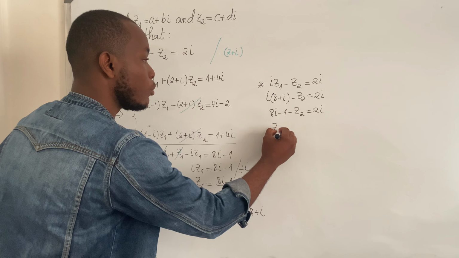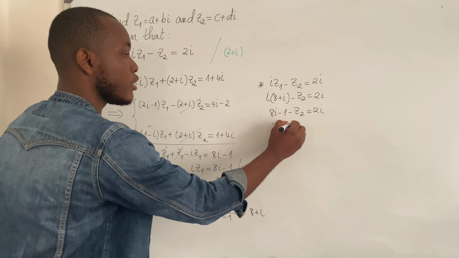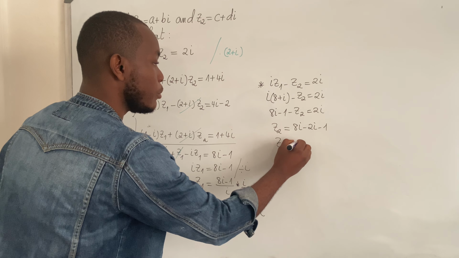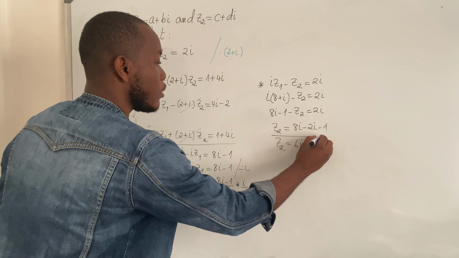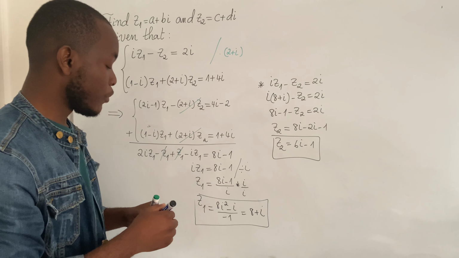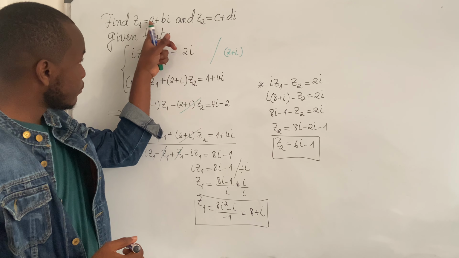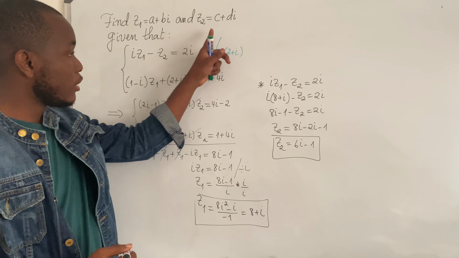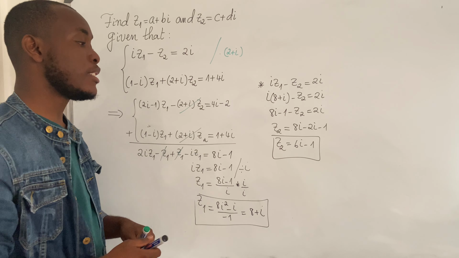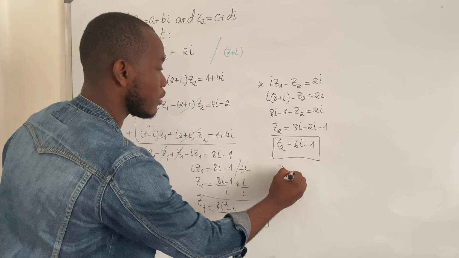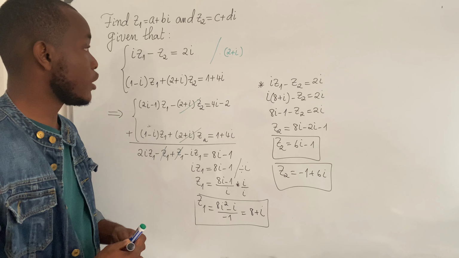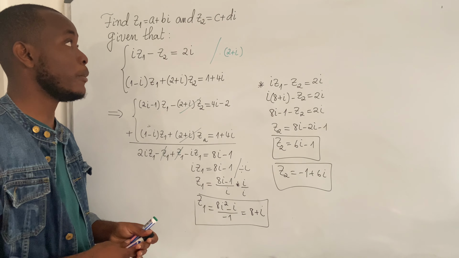Then Z2 will be equal, I can put that on this side and this expression on that side. So I will have 8i minus 2i minus 1. So Z2 will be 6i minus 1. So this is the value of Z1 and Z2. Obviously, a is 8 and b is 1, c is minus 1, and d is 6. So we can write it like minus 1 plus 6i to be in that form. Okay, so this is how we should solve this problem.